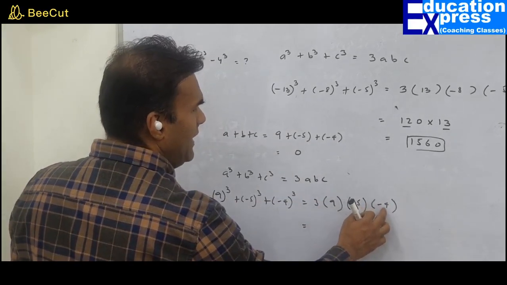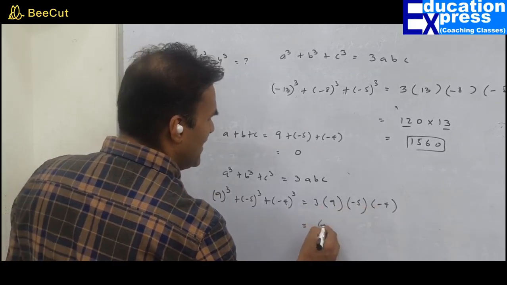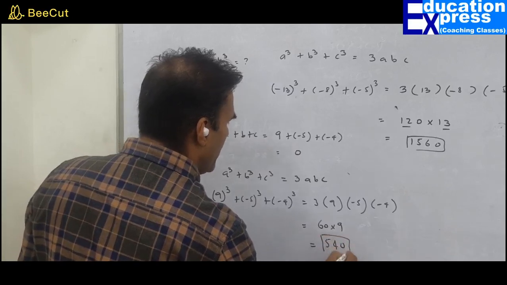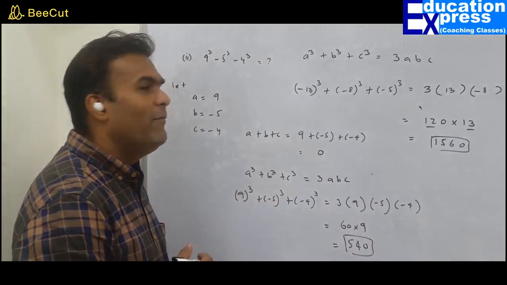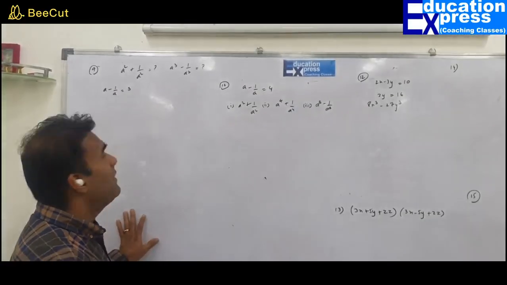5 4s are 20, both are negative, so it becomes positive. 20 into 3, 60 into 9. That makes up 540. My friends, this is exactly how we are going to do it, and it's already done. Alright. Let's start with a little more challenging questions.